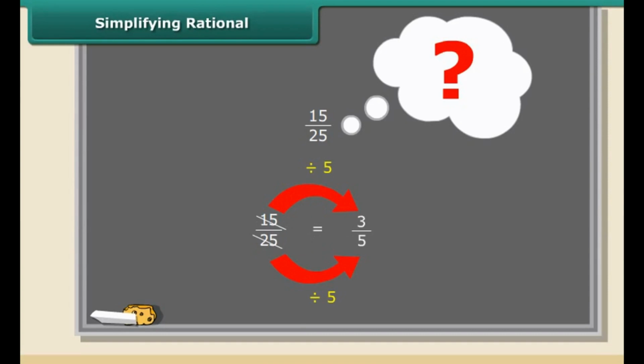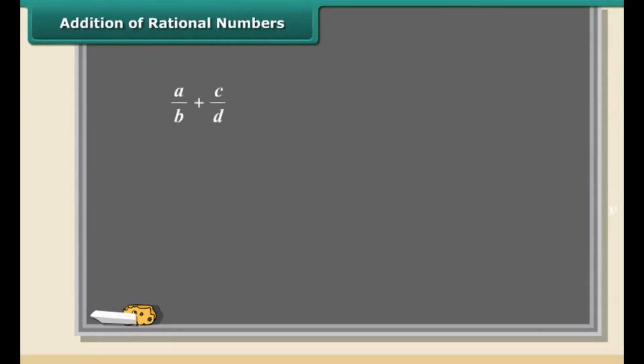So students, remember we can simplify the fraction by dividing the numerator and denominator by a common factor. How to add rational numbers? Hey, it's easy. Before we add, keep in mind the rational numbers should have the same bottom number, that is, both the rational numbers must have a common denominator.